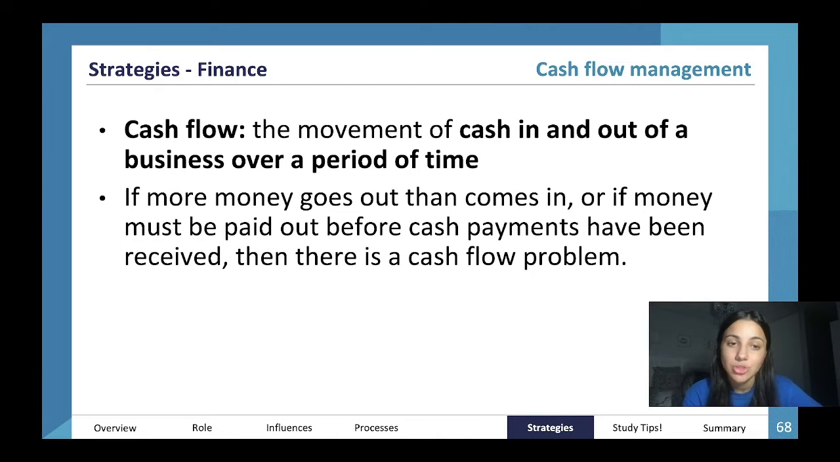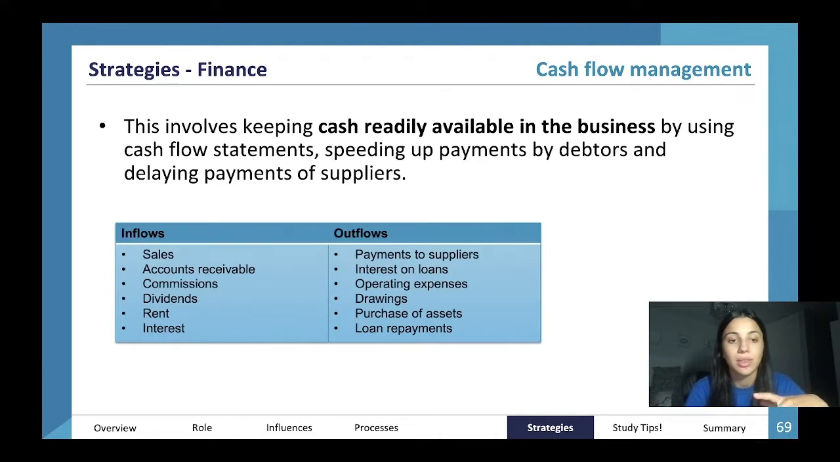Let's quickly look at some strategies. So there's cash flow, which is the movement of cash in and out of a business over a period of time. If more money goes out than comes in, or if more money must be paid out before cash payments have been received, there's cash flow problems. So you really want to make sure that it's balanced.